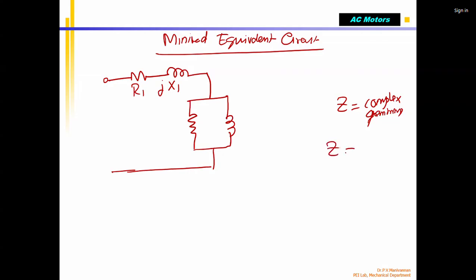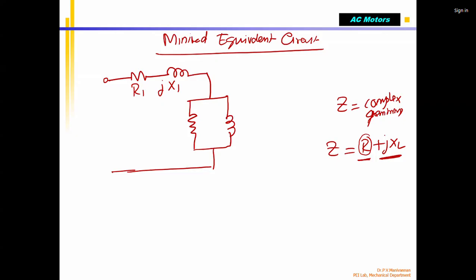Correct? Z equal to R plus JXL. Correct? JXL imaginary part, R is called real part. Together, it is a complex quantity. So R part is going to be fixed. JXL will vary depending on the frequency. And also it is going to introduce what we call phase shift. That's why it's called imaginary part.